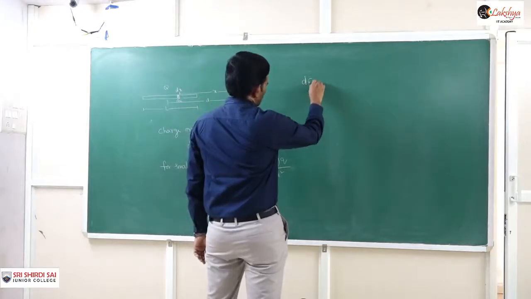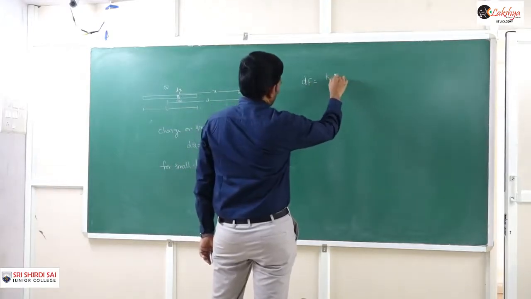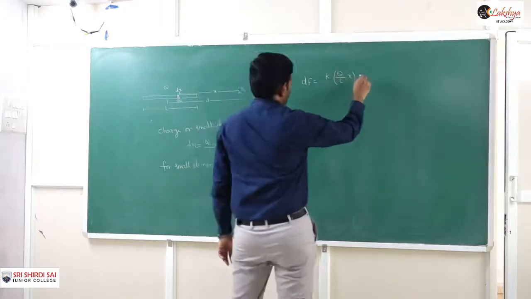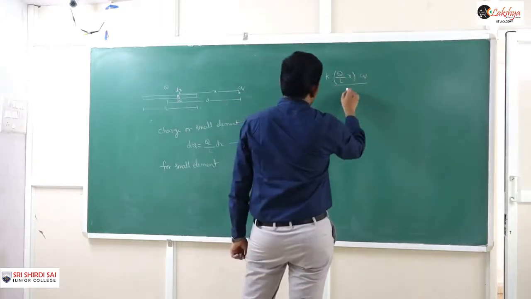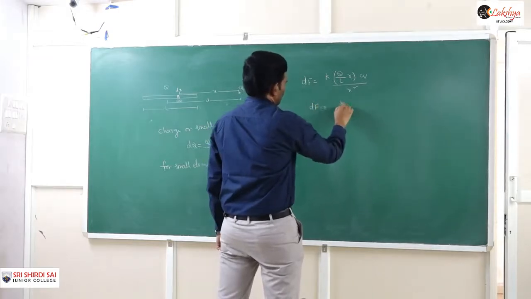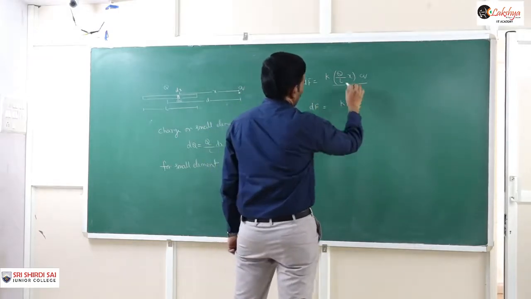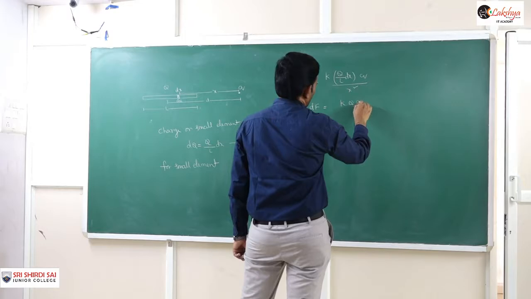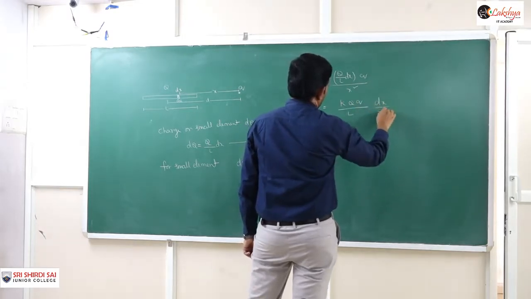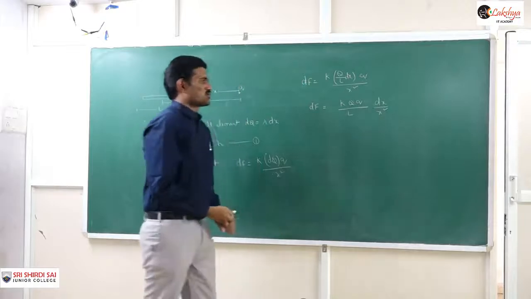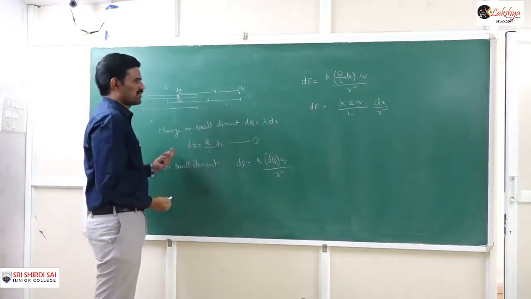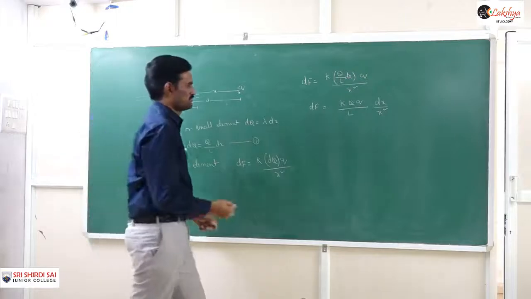Therefore this dF is equal to, I can write it as kq by L into dx into q by x square. So finally I can write this as kq into q by L into dx by x square. And so to get the total force acting on this point charge, or total force acting on the rod, now we need to integrate that.